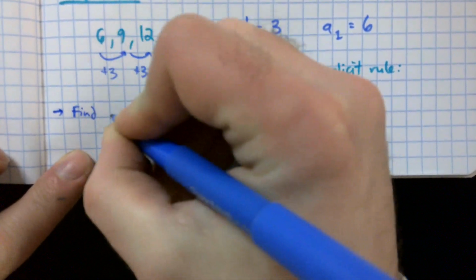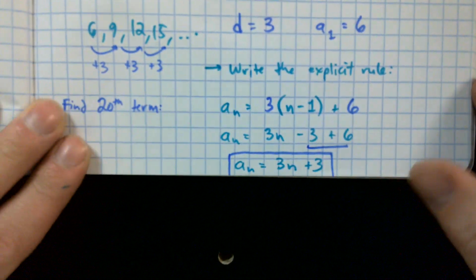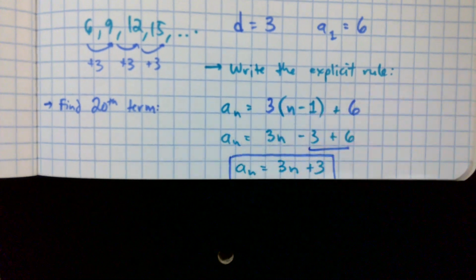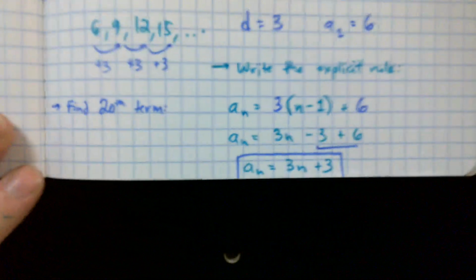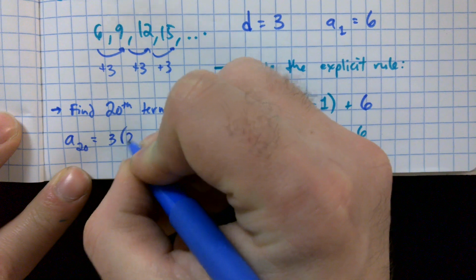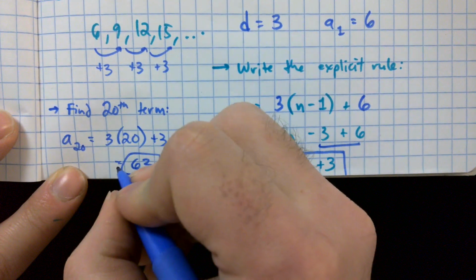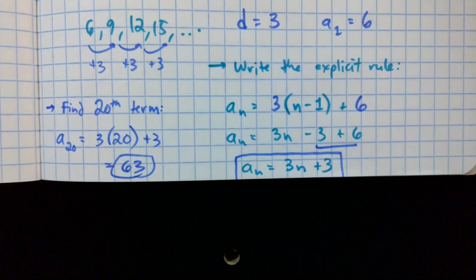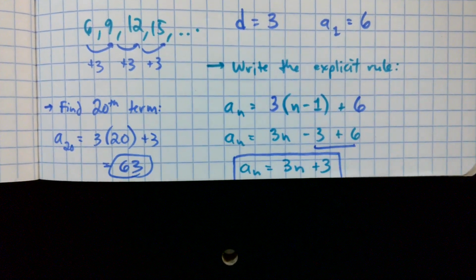If I then wanted to find the 20th term, I'll just plug 20 in for n. That's why we write this rule, so it's real easy for us to find without just continuing this pattern out all the way through. If I want to find the 20th term, I'll do a sub 20, which is equal to 3 times 20 plus 3, which just comes out to 63, right? 3 times 20 is 60, plus 3 gives me 63. Any questions about the sequence stuff?